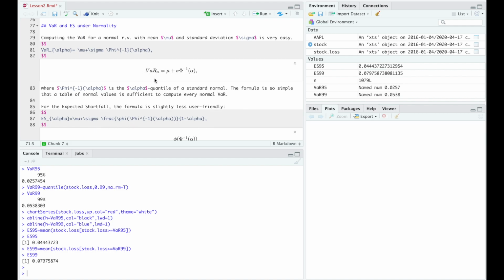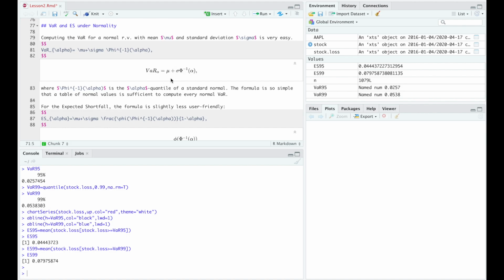The VaR alpha, so the alpha VaR under the normality assumption, is just mu plus sigma times phi to the minus 1 at the alpha level. Now, mu is the mean of my normal distribution, it can be 0 or any other value. Sigma is the standard deviation of the normal distribution. And phi to the minus 1 is the quantile function of a standard normal distribution. This quantity can be computed in R using the pnorm, qnorm, dnorm functions, or if you have the very old-fashioned yet useful normal tables, you can compute the quantile directly from the table.